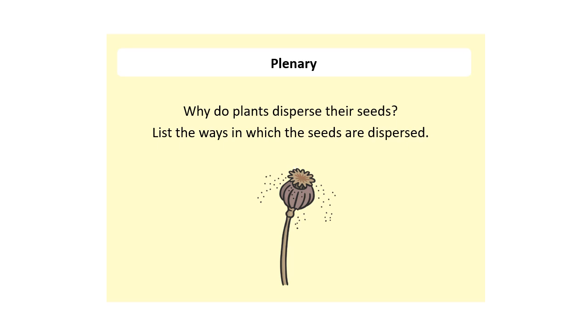So why do plants disperse their seeds, and list the ways in which the seeds are dispersed? How many ways do you remember without looking at the slides? And then go back and look at the slides.